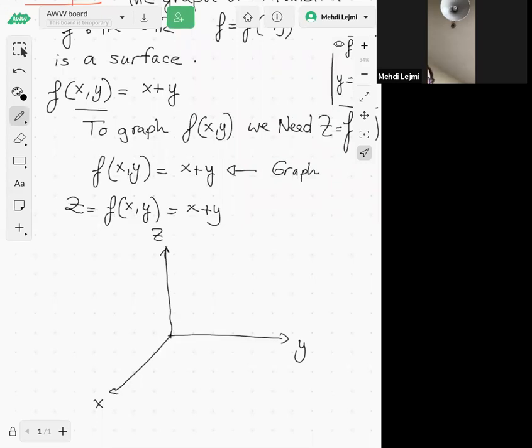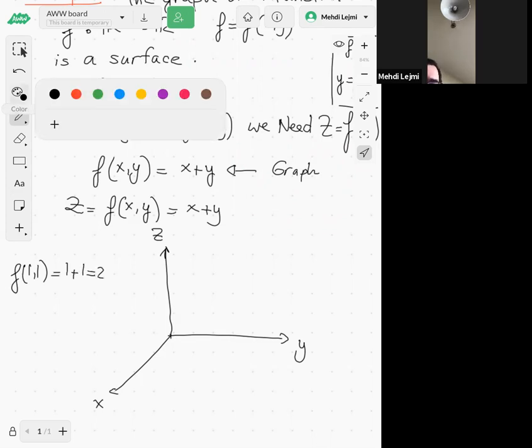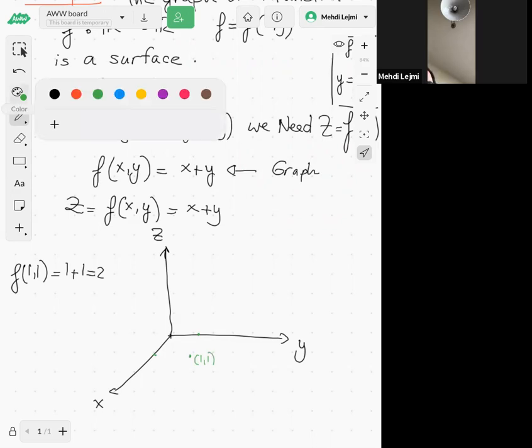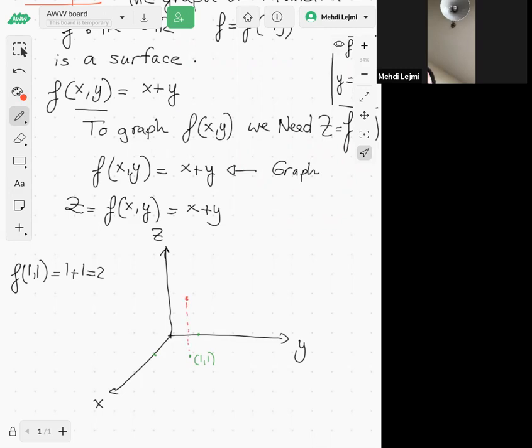And so when you say, for example, here, f of 1, 1, what will be f of 1, 1? F of 1, 1 is 2, right? So what we do, guys, is we take a point. So let's say this is here, this is 1, 1. So we take this point 1, 1, and we are saying f of 1, 1 is 2. This is 2. So this would be the point 1, 1, 2. The z would be 2.